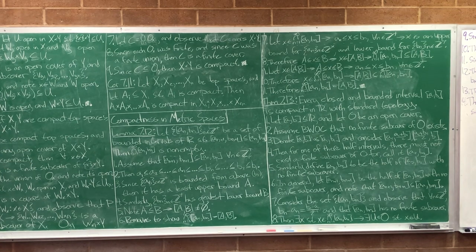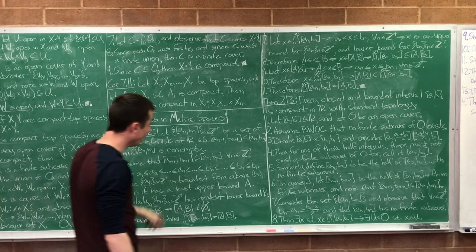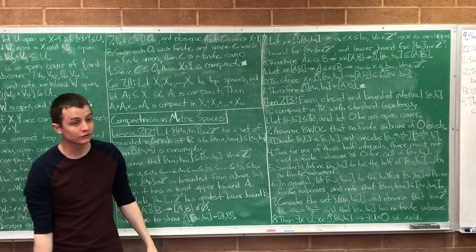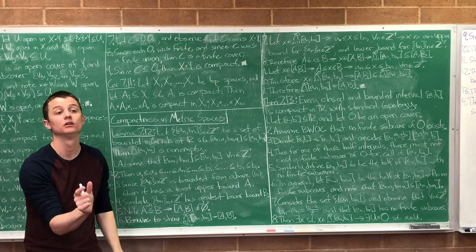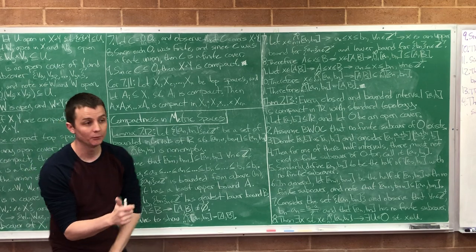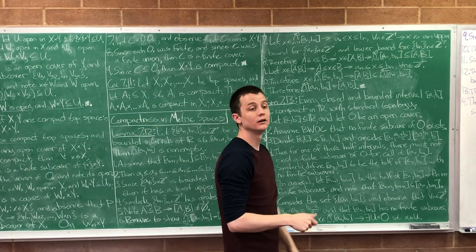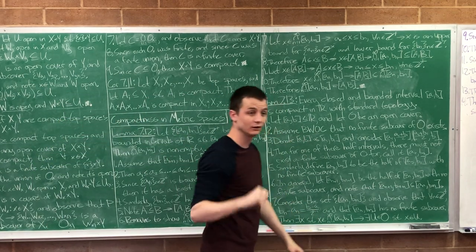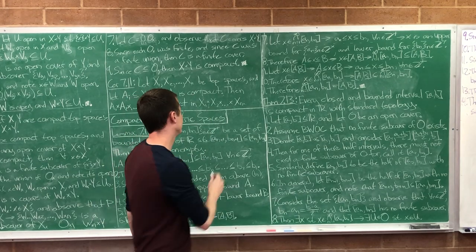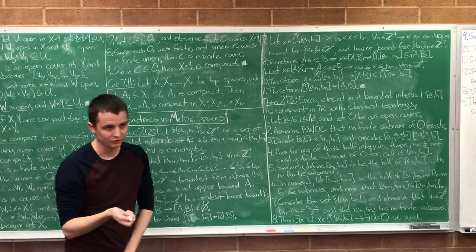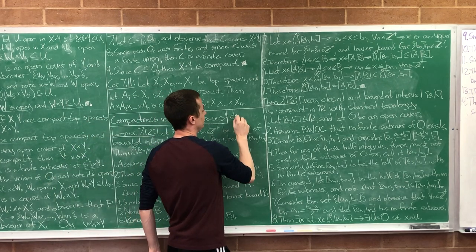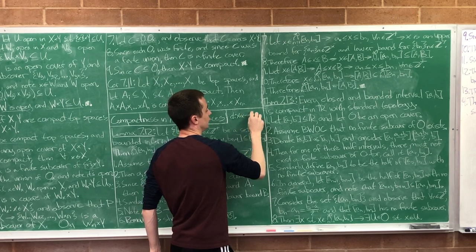Can we go over what metric spaces are before we get into it? Yes, metric spaces. What is a metric space? A metric space is a set together with a metric function. What was a metric function? Something that measured like distance. That's intuitively what we think. So if D is a metric on some set X, then D is a function from X cross X to R.